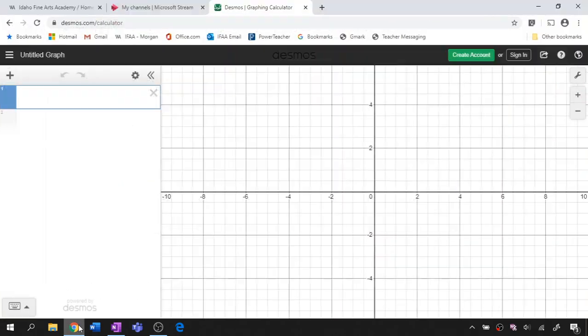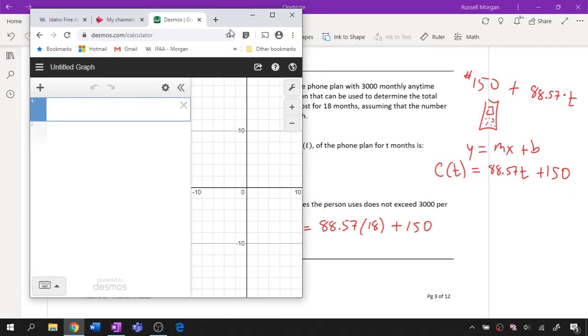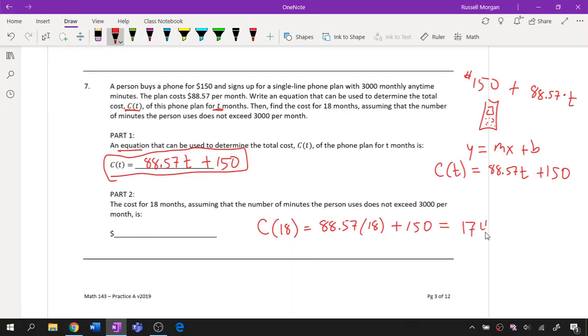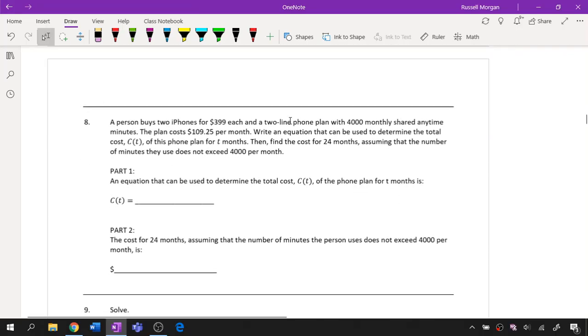I'm actually going to use a calculator. I'm going to go to Desmos.com, and I'm going to just type it in over here. I don't need to worry about graphing anything. 88.57 times 18. I don't need the parentheses, but I'm going to put them there so it looks just like my equation. Looks like it's this much money, $1,744.26. I believe that's what I said. And so there it is. Notice they have the dollar sign for us. We don't need to round since that looks like a perfect amount of money. And there's our answers.